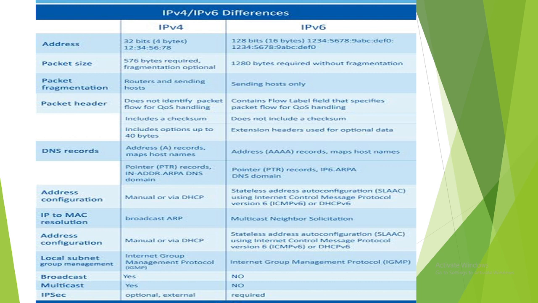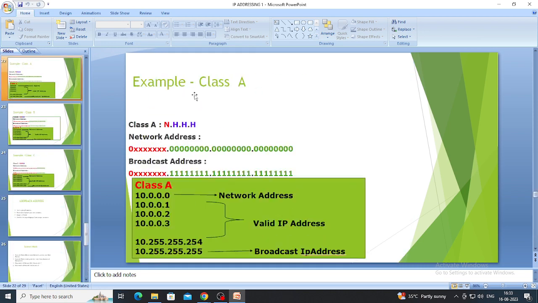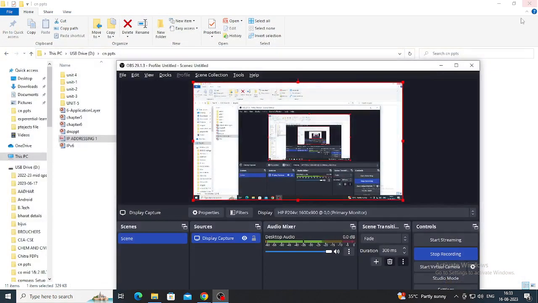IP to MAC resolution: IPv4 uses broadcast ARP, IPv6 uses multicast neighbor solicitation. Address configuration is manual or via DHCP. These are the IPv4 addressing with the local subnet mask, and these are the IPv6 addressing. These are the IP addressings we are using for this one.